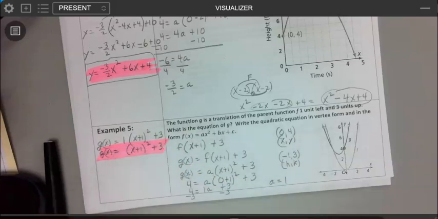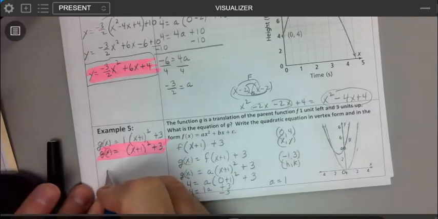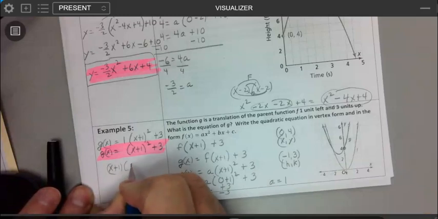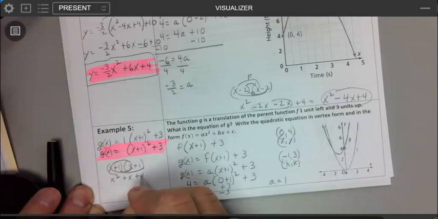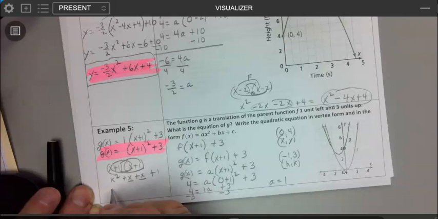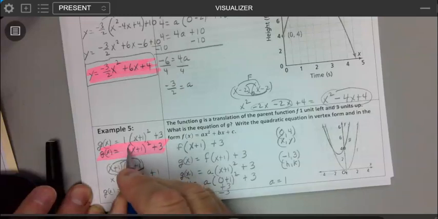And they want to change it to standard form. So I'm going to have to FOIL that (x plus 1) squared. I'm going to do it right here: x plus 1 times x plus 1. First gives me x squared. Outside gives me an x. Inside gives me an x. Last gives me a 1. So when I combine these two together, I end up with g of x equals x squared plus 2x plus 1.